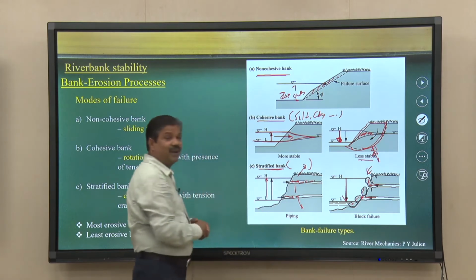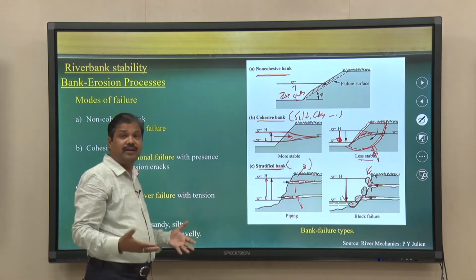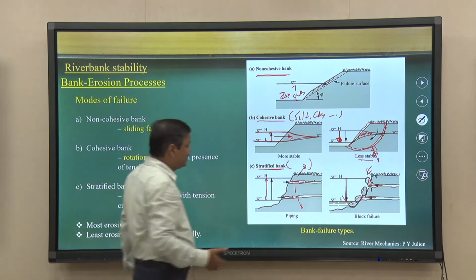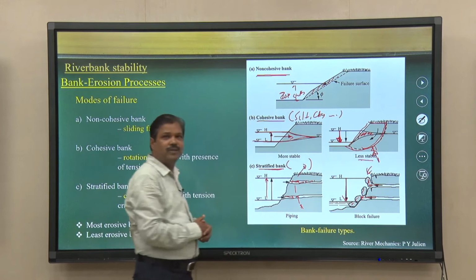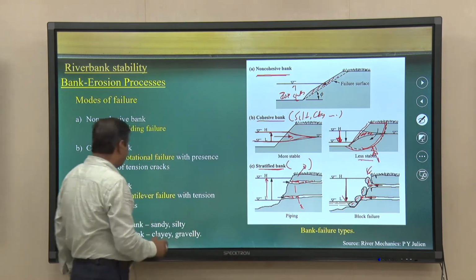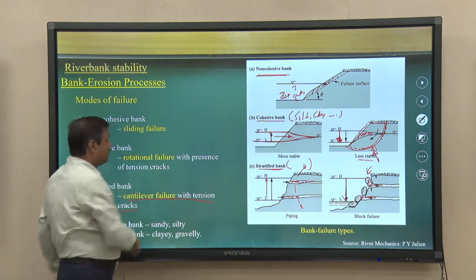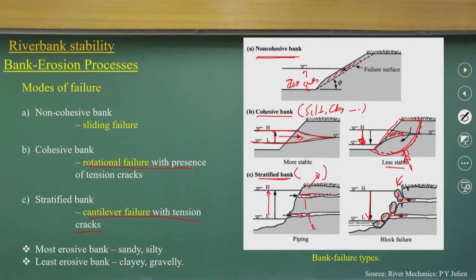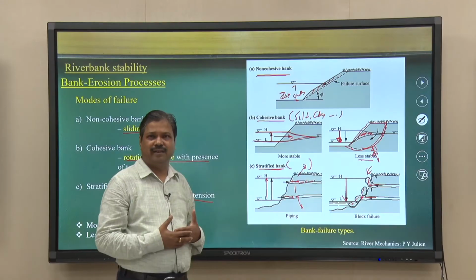Similarly, if you look at the stratified bank, which is more common in alluvial rivers like the Ganga and Brahmaputra, that is where block failures happen. These are the process understandings we need to know. Cantilever failures with a tension crack, rotational failure with a pressure and tension crack, and shearing failure. Those are the basic failure mechanisms, and we should try to understand them, go to the field, observe the bank erosion process, and understand what type of mechanisms are happening in the field. That is more important before stabilizing the river bank.